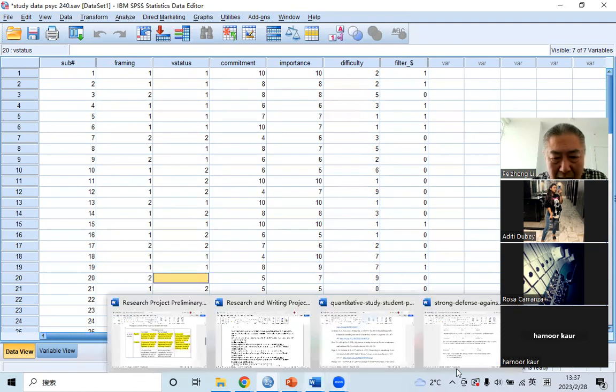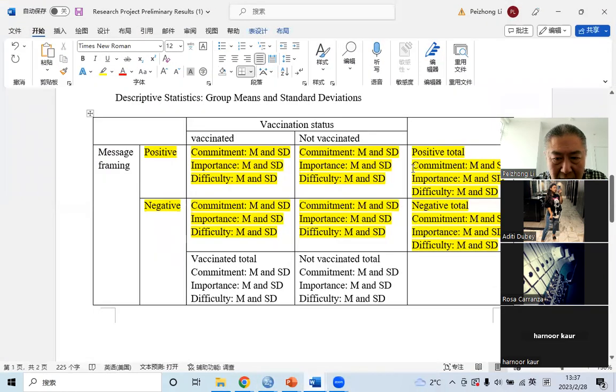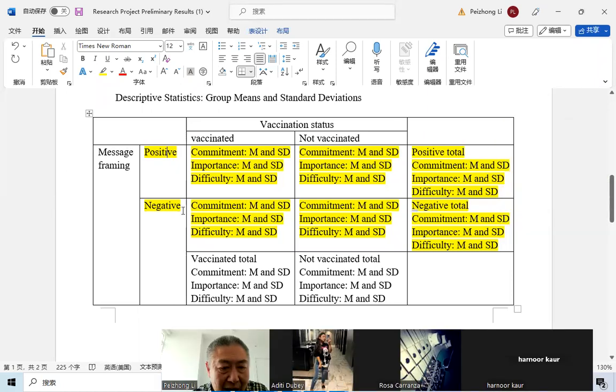And then here, what are we trying to do? What are we trying to analyze? Do those people who received the positive framing questionnaire show higher persuasiveness than those students who received the negative questionnaire? The data we care about are the mean and the standard deviation. Remember, these are the descriptive statistics.